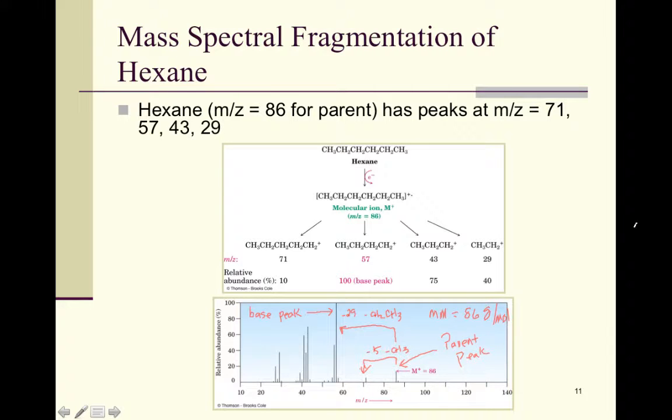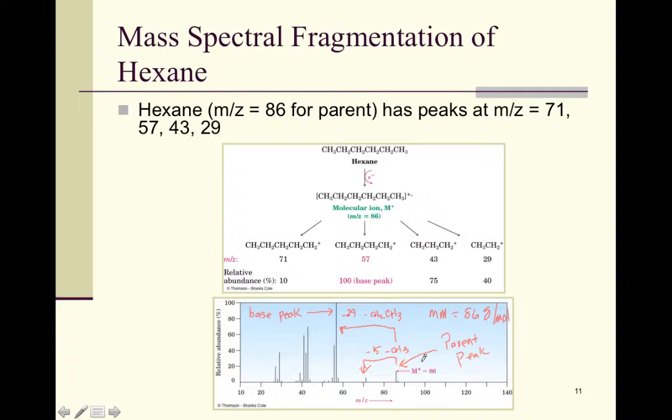Mass spectral fragmentation of hexane. Here we have hexane. It has a mass to charge ratio of 86 for the parent chain, and we see some peaks at 71, 57, 43, and 29. And we do see more peaks on there. We're not going to be able to identify all the peaks, but sometimes we can get some information from a few of them. I went ahead and marked up the spectrum here.